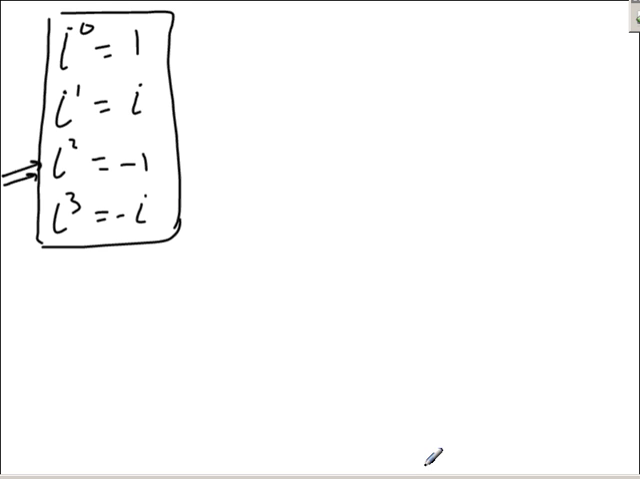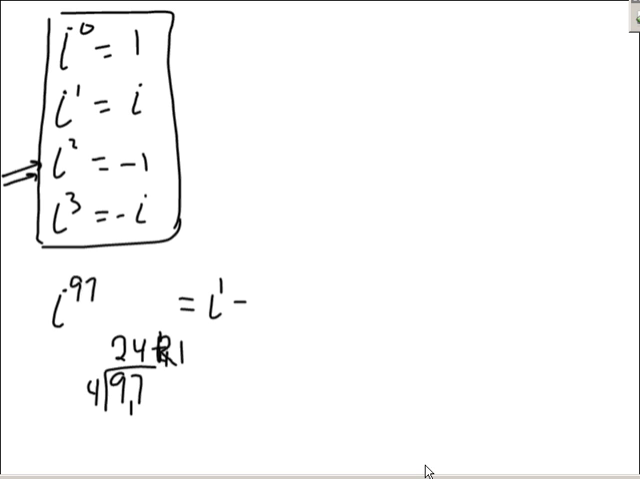Now, if I ask you what i to the 97 is, what you do is you divide by 4. You always divide the power by 4. 4 goes in here 24 times with 1 left over. Remainder 1. This is equal to i to the 1, and then I look at my cheat notes here and I get that it's i. We'll come back and see the whys in a moment.